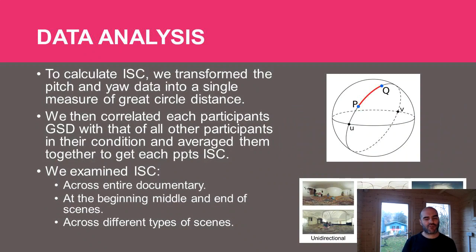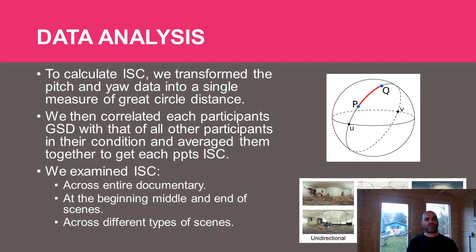We measured viewer synchrony by calculating the intersubject correlation. So here we first transformed pitch and yaw into a single measure of great circle distance, fixed to a certain point. And then we correlated each participant's great circle distance with that of all the other participants in their condition and averaged those together, which meant that for each participant, we had the mean correlation they had to every other person in their condition, or their intersubject correlation. And we could then run our stats on those.